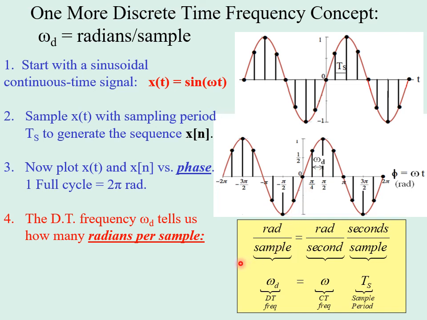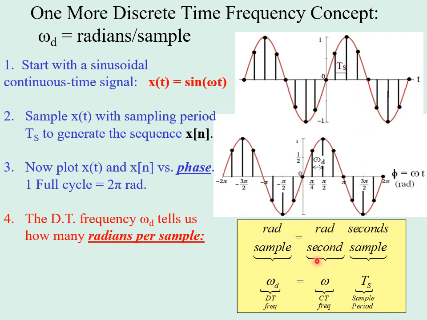And so the way to get from one to the other is we notice that radians per sample is equal to radians per second times seconds per sample, because these seconds cancel right here. Radians per sample is our discrete time frequency, omega sub d. Radians per second is our continuous time frequency, omega. And finally, seconds per sample is just the sample period, t sub s. That's how many seconds it took for each of these samples to take place.